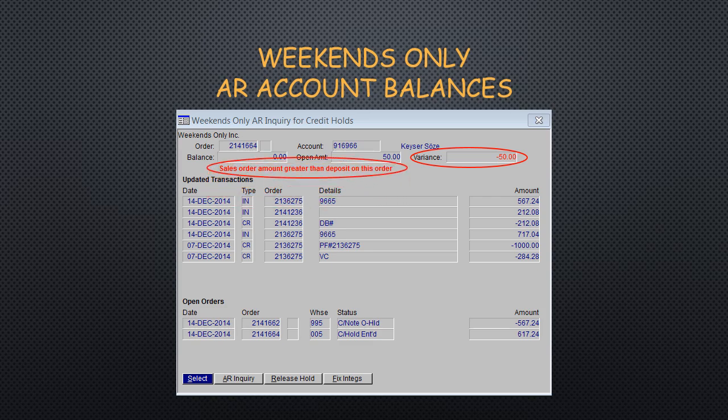Also, there is the advisory area. The program checks for some common situations and displays an advisory message in red bold font. In this case, the message is sales order amount greater than the deposit on this order. This matches the variance amount of $50, and we can see between the two open orders, the credit note and the credit hold entered, that there is a $50 difference between the two.